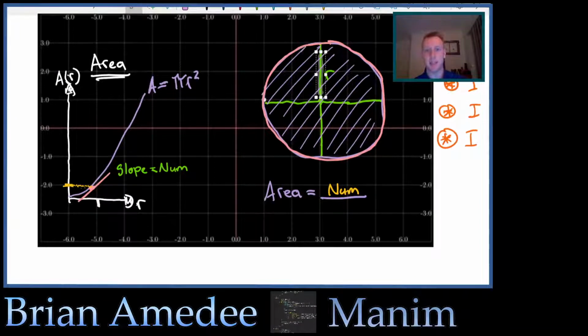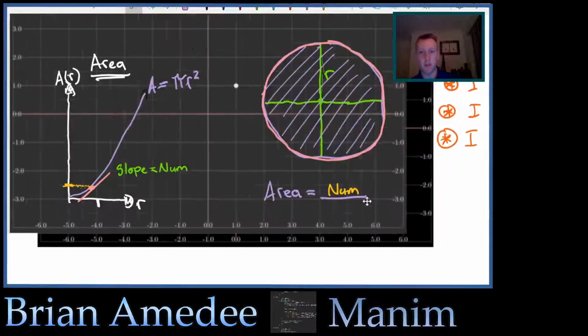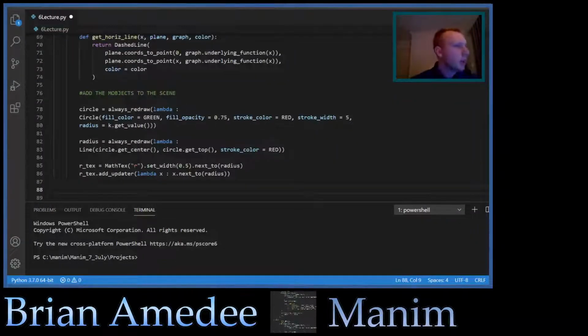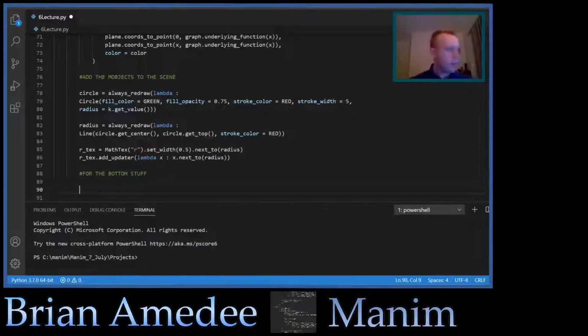Now I want to add this stuff down here. I want to add this finer detailed stuff where the slope value, I want it to spit out a number, and then the area value, I want it to spit out a number. So let's get to, oh, hey, back there, thank you. Alright, so now this is for the bottom stuff. I'm just going to call it area_text.